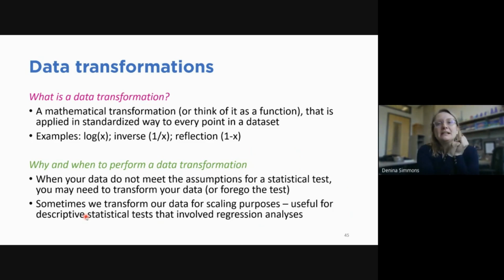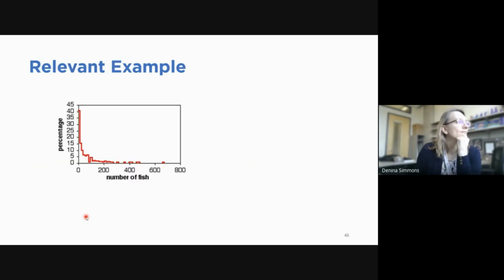However, if you want to do a PCA and you want to have your protein data paired with water quality data, you have to scale so that they're at the same scale. I mentioned this last week. So sometimes you do a data transformation, not because of assumptions, but to make sure that your data is scaled appropriately for certain tests, like modeling and PCA.